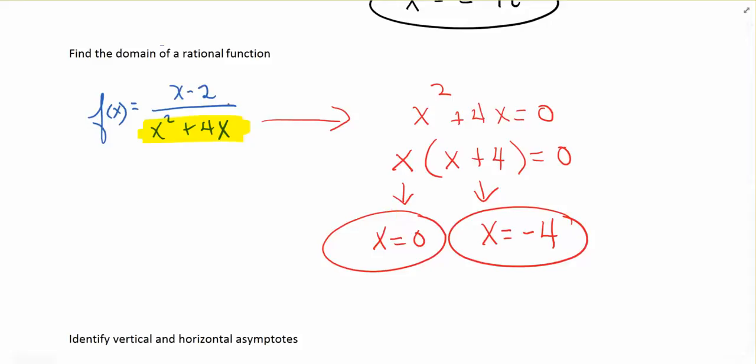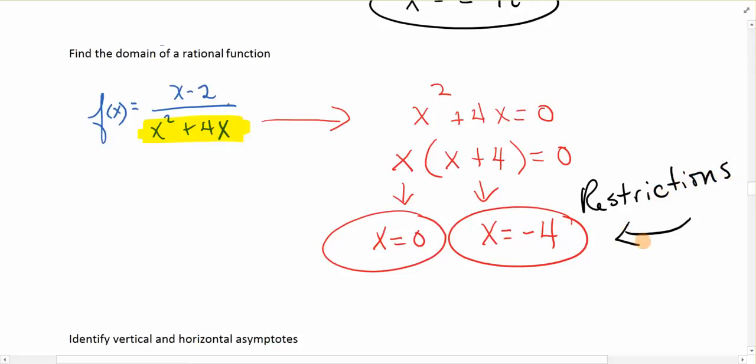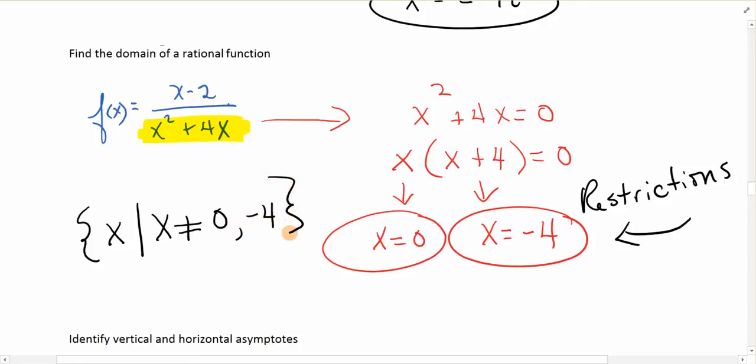That's not the domain. Those are the restrictions. Those are what x can't be. And so in the answer, you might see a multiple choice thing with a brace, all x's such that x not equal to 0, -4. That would be maybe the way the answer was written. x can be anything in the world except 0 and -4. Yes, that would be the domain.